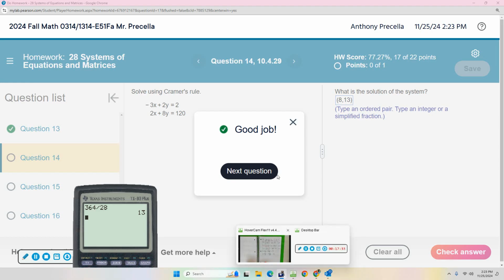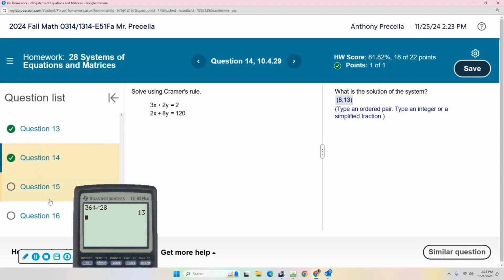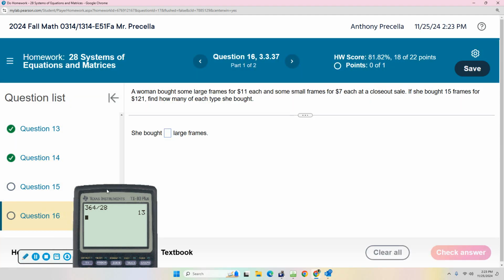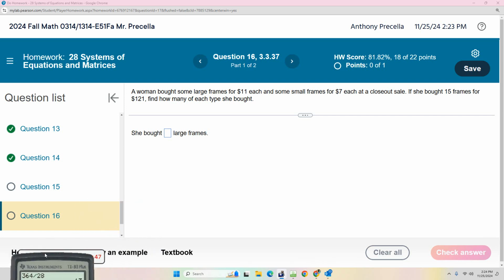And there are some word problems I want to look at. Start with number 16. We'll come back to number 15 later. Number 15 isn't hard, I just didn't like the terminology of the 1 point and the free throw. So, number 16. A woman bought some large frames for $11 each and some small frames for $7 each at a closeout sale. If she bought 15 frames for $121, find how many of each type she bought.